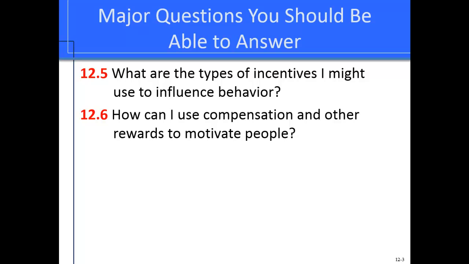The fifth part of the chapter is over reinforcement perspectives on motivation. After completing this part of the chapter, you should be able to answer this major question: what are the types of incentives I might use to influence my employees' behavior? And lastly, part 6 is over using compensation and other rewards to motivate. After reading the material and getting a good grasp of that content, you should be able to answer this question: how can I use compensation and other rewards to motivate people in my organization? Let's go ahead and jump right on into the chapter.